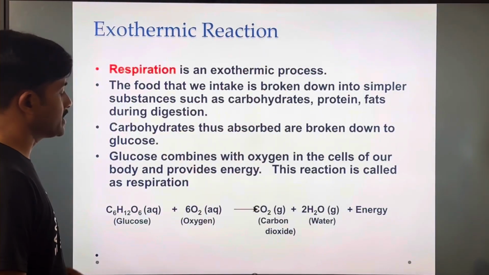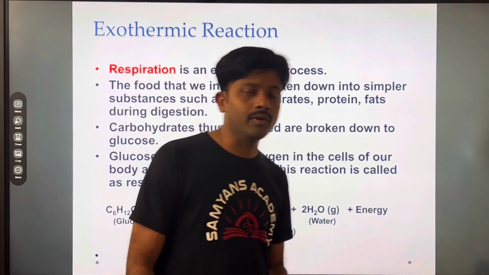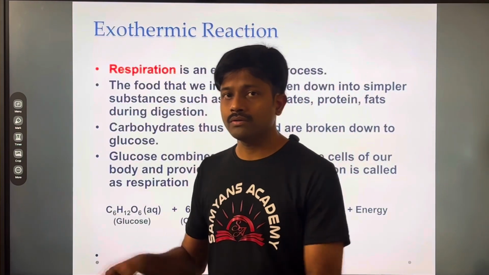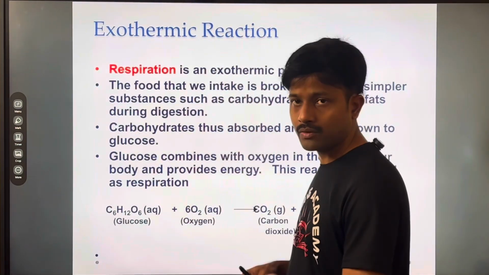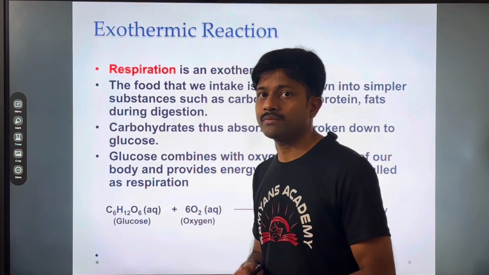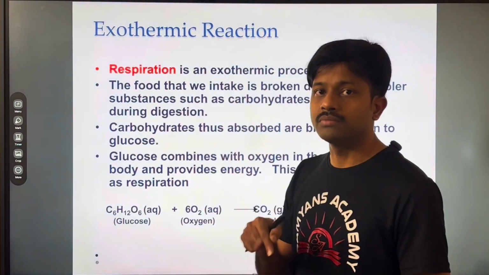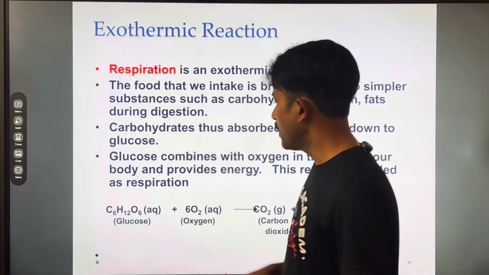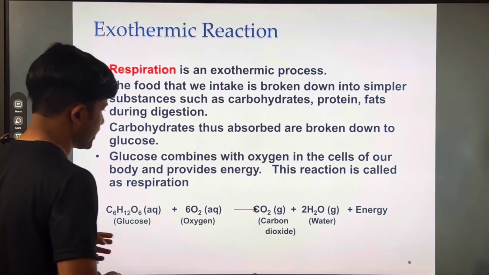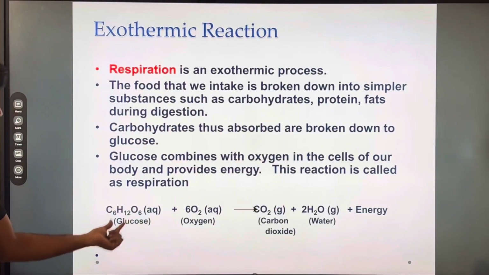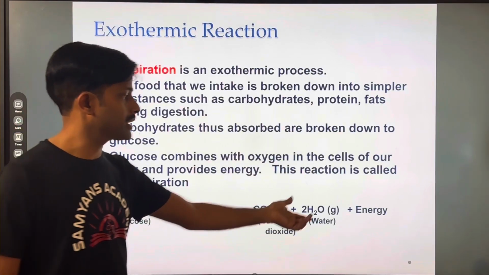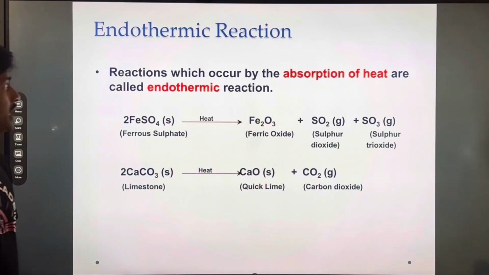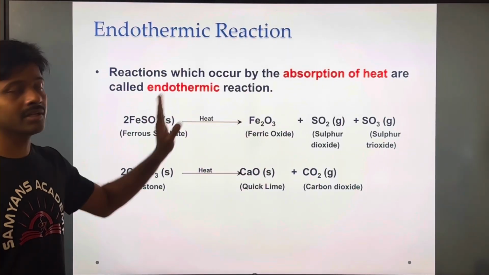Next one is respiration. In respiration, what will happen? When you are inhaling oxygen, this oxygen combines with the hemoglobin and goes to the cells. In the cells there is mitochondria where the respiration reaction takes place, where the glucose burns in the presence of oxygen. It releases carbon dioxide, heat, and energy. Such type of reactions we call exothermic reactions also. Here glucose reacts with oxygen and forms carbon dioxide, water, along with some energy liberated. Now you see endothermic reactions. Reactions which occur by absorption of heat are called endothermic reactions.